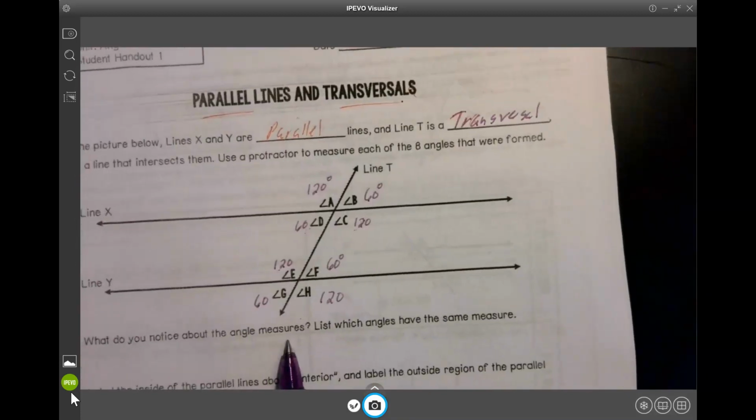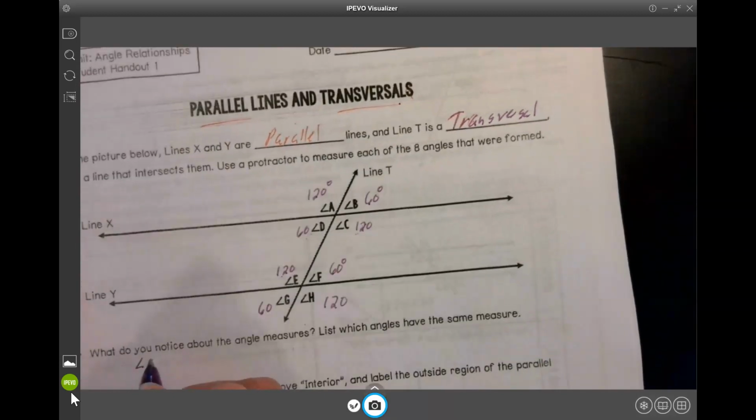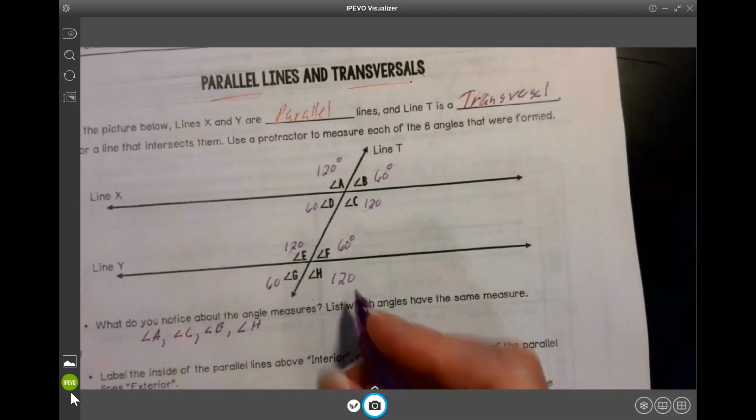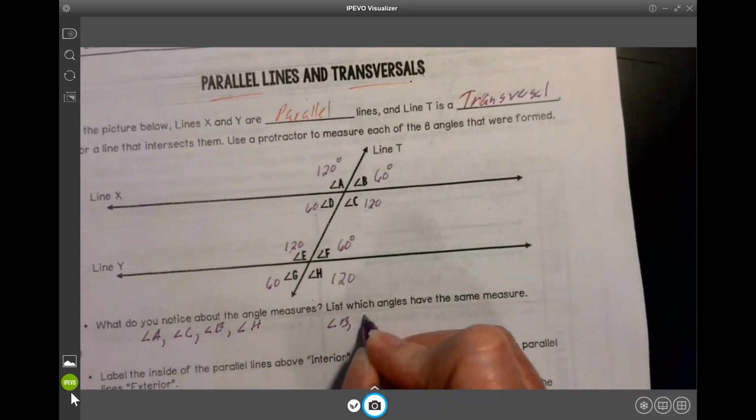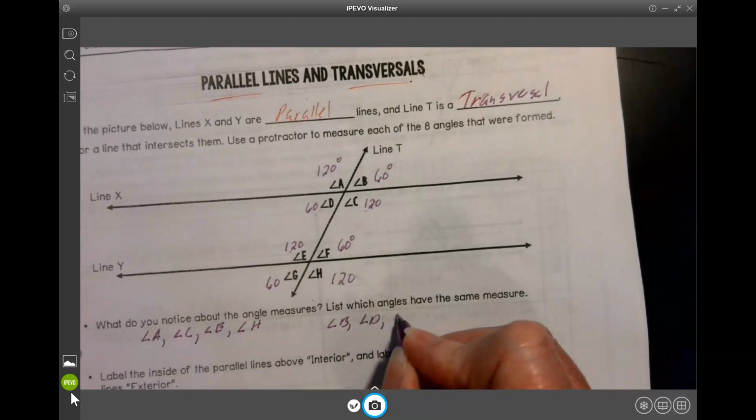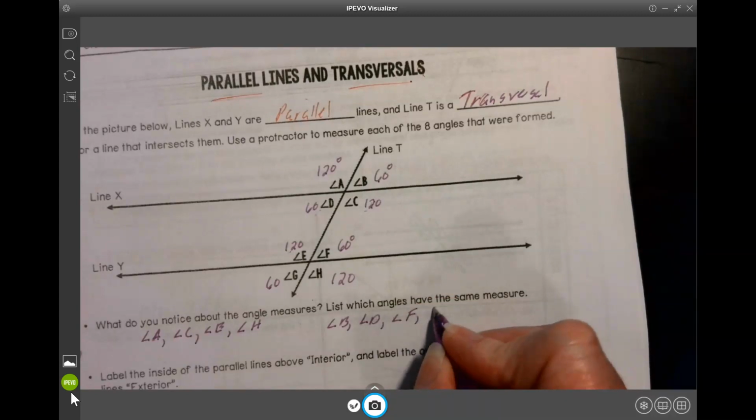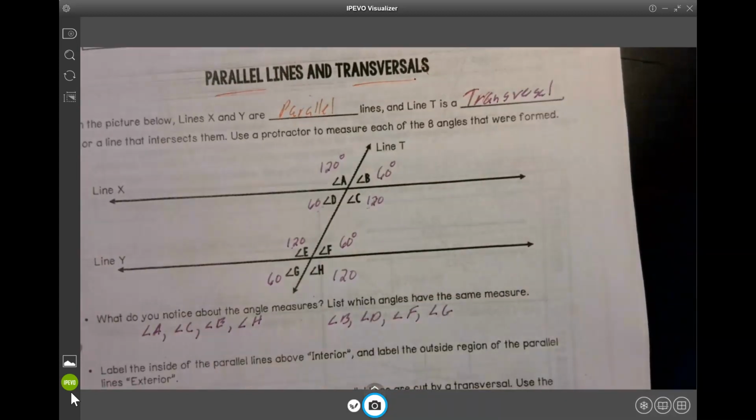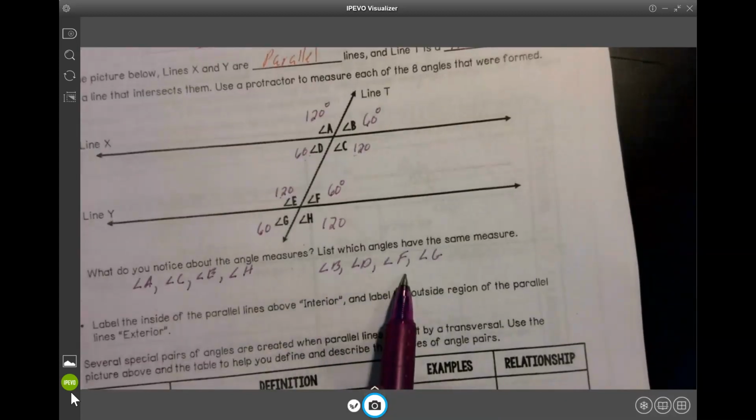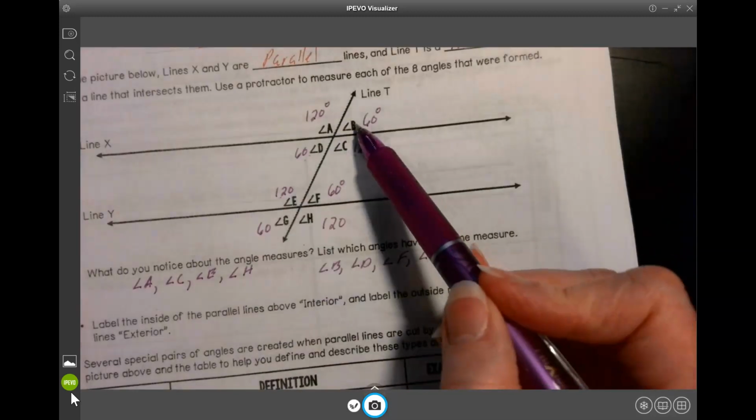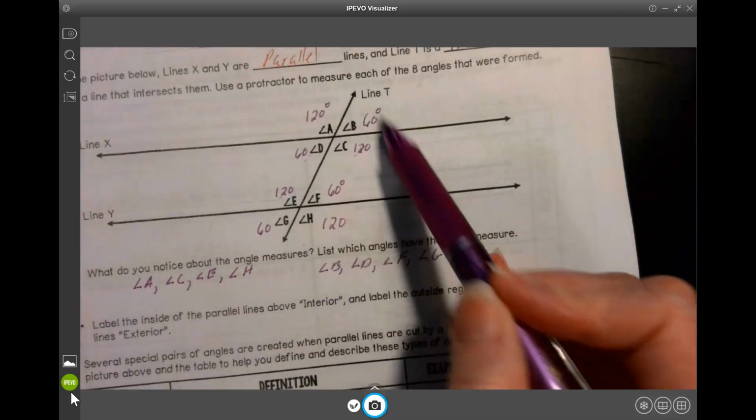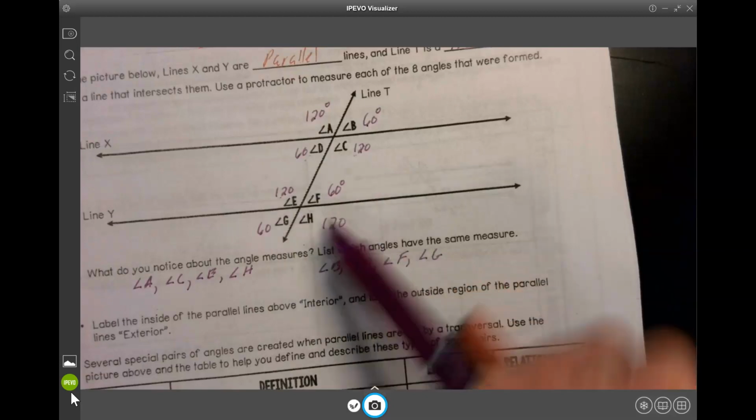What do we note about the angle measures? List which angles have the same measure. So obviously angle A has the same measure as angle C, which has the same measure as angle E, which has the same measure as angle H. Those all have the same measure. Then angle B, angle D, angle F, and angle G all have the same measure. So just to let you know, pay attention to that. Once we figure out one, we can figure out the other 3 there.